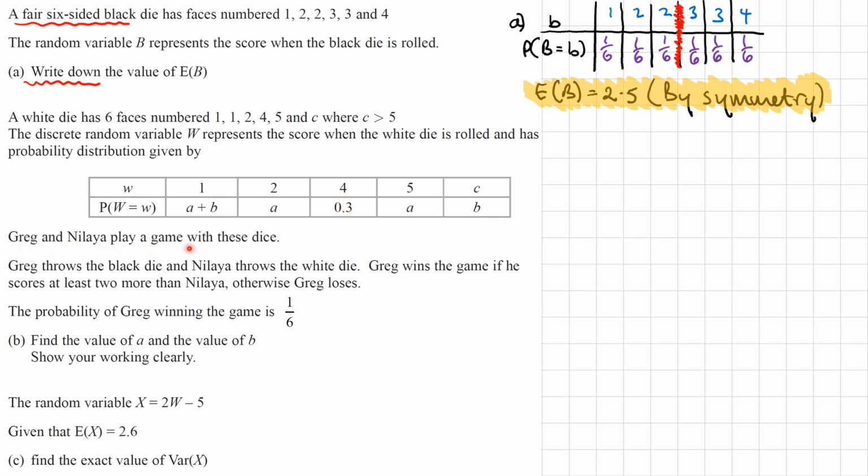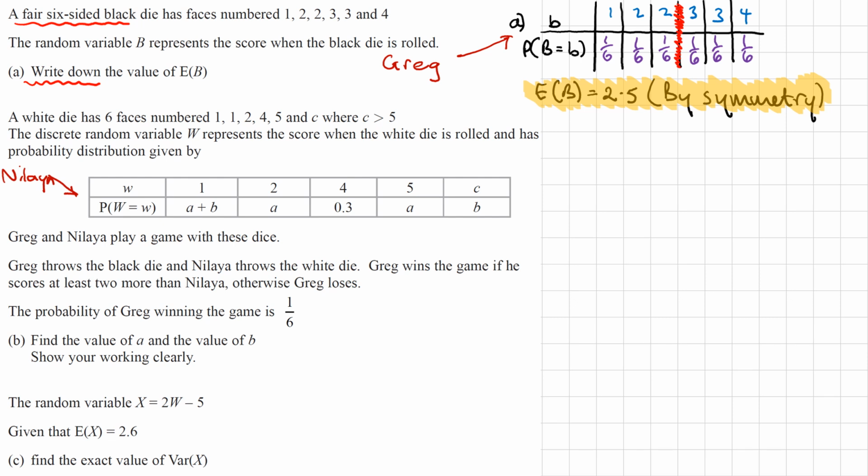Greg and Nalia play a game with these dice. Greg throws the black die and Nalia throws the white die. So this table here represents Greg's black die, and this table down here represents Nalia's white die. Greg wins the game if he scores at least 2 more than Nalia, otherwise Greg loses. The probability of Greg winning the game is 1/6. What we need to do is to find the value of A and the value of B, and we need to show our working clearly.